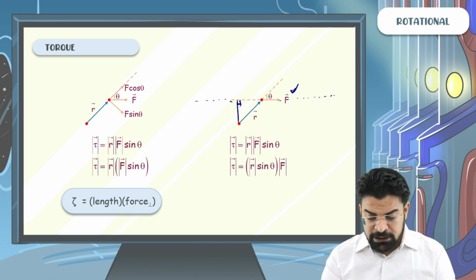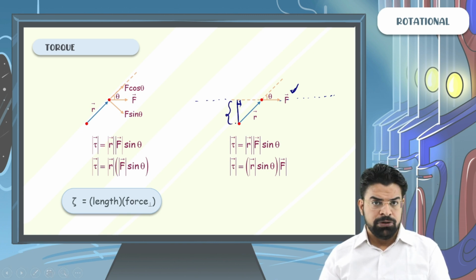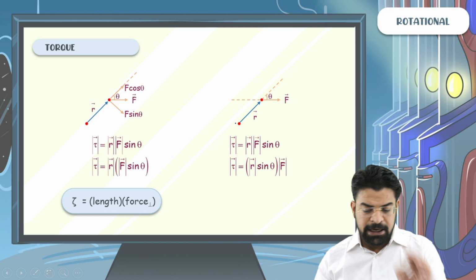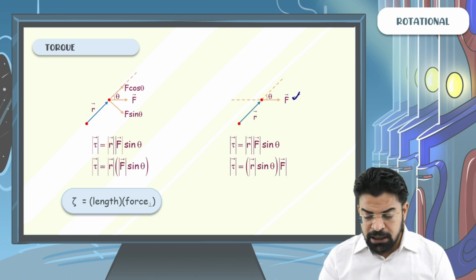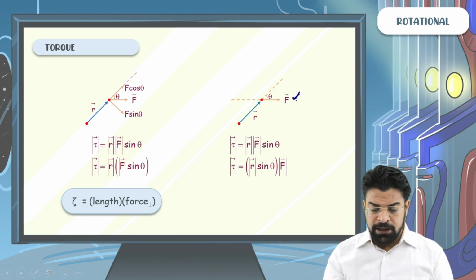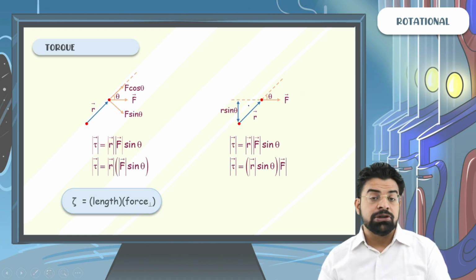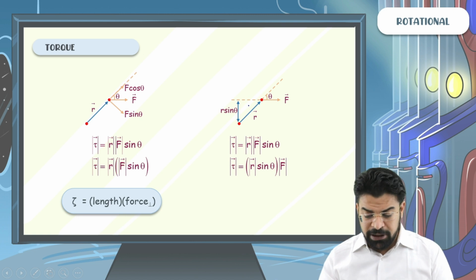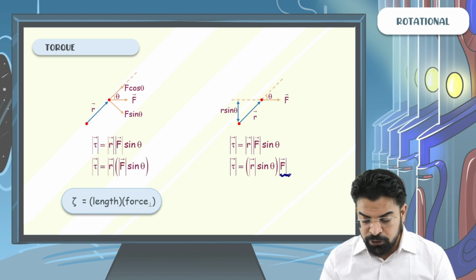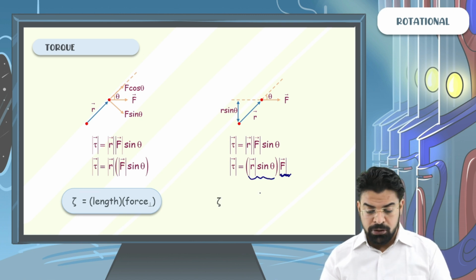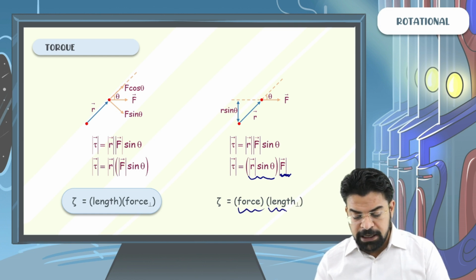This length is called the length perpendicular. So how to use the second method? Extend the line of force, then drop a perpendicular. This perpendicular distance is called length perpendicular. And we can say that torque equals force times the length perpendicular. Torque equals force times the length perpendicular.